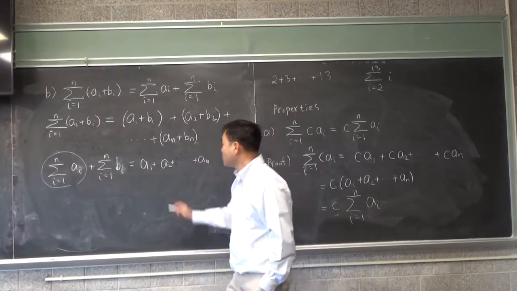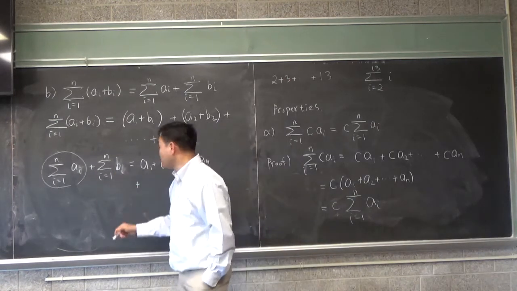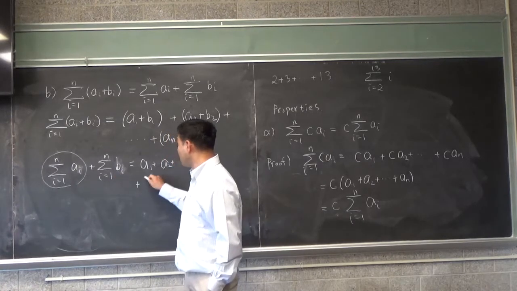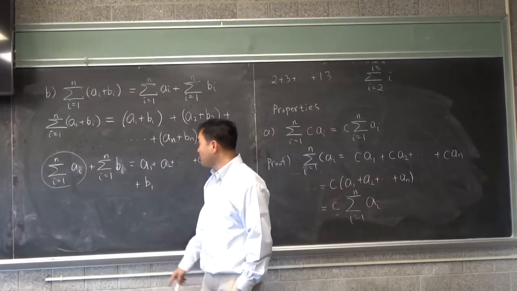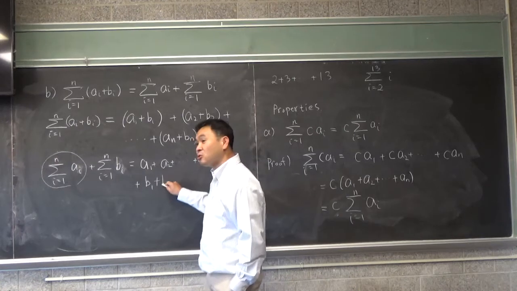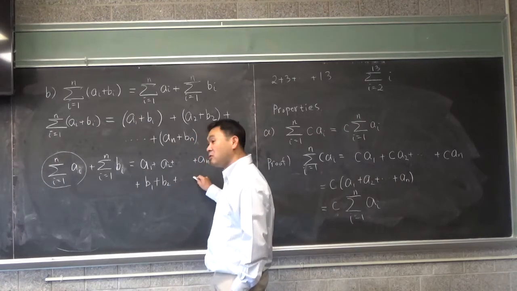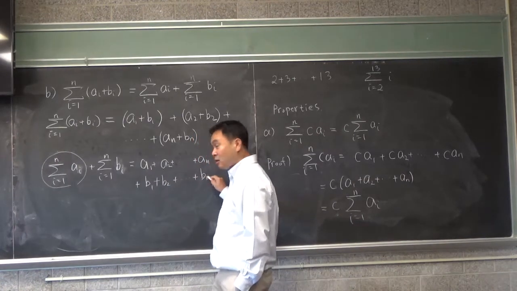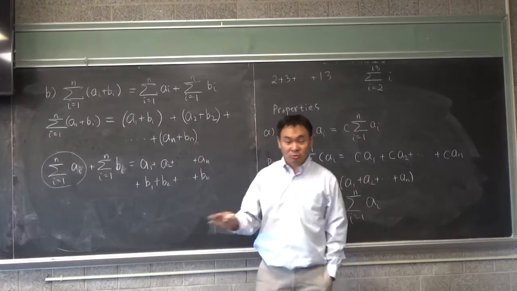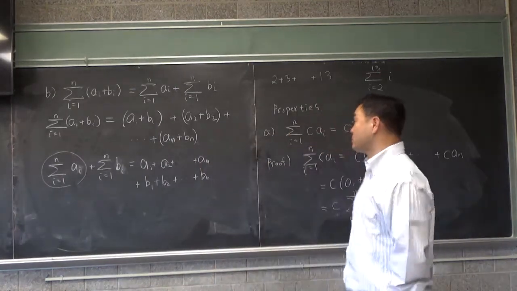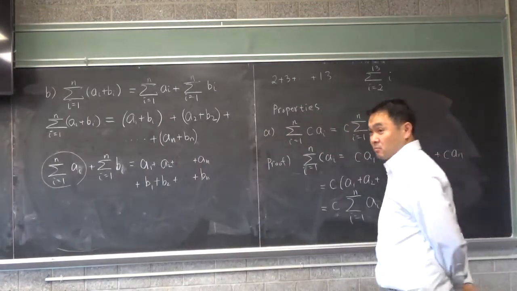Done, right? But then there's a B, the second one, right? And 1 goes into I, creating B1. The next one would be B2, all the way up till BN. So these are the longhand. Now all you have to do is compare them. Are they equal? Yes, it is.